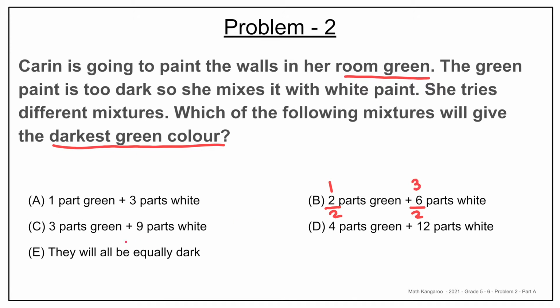Similarly for option C, we reduce the proportion. So we divide by 3. Again we get a ratio of 1 to 3. With 4 parts green plus 12 parts white, we divide by 4 and see our result is 1 and 3 again. So that means our answer is option E. They will be equally dark.